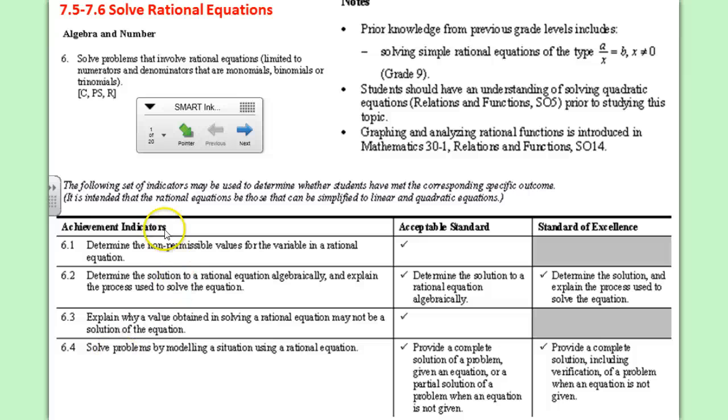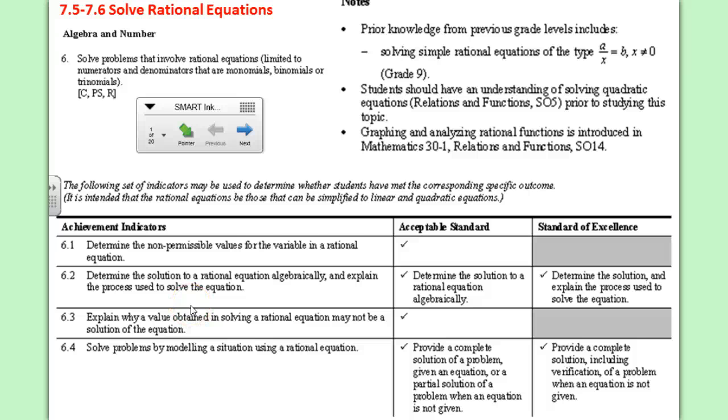So we're nearing the end, Math 20-1, of our skill building and solving rational equations. When we look at our learner outcomes for this one, we are moving towards solving problems that involve rational equations, limited to numerators and denominators that are monomials and binomials. So what is it that we need to do in these next two sections?